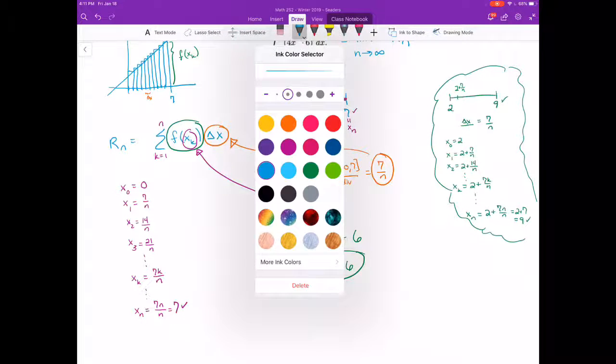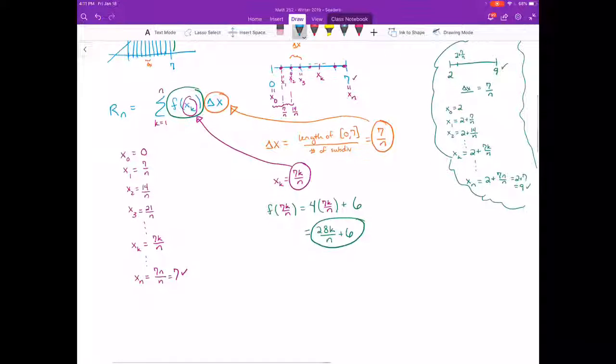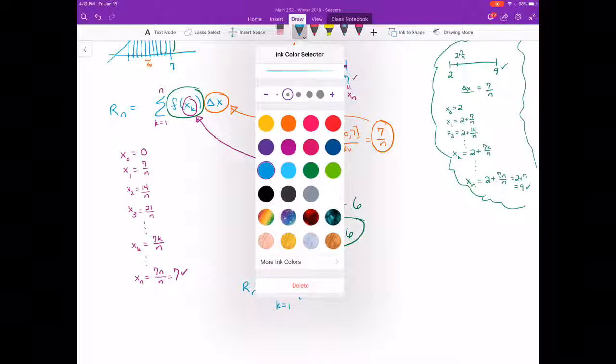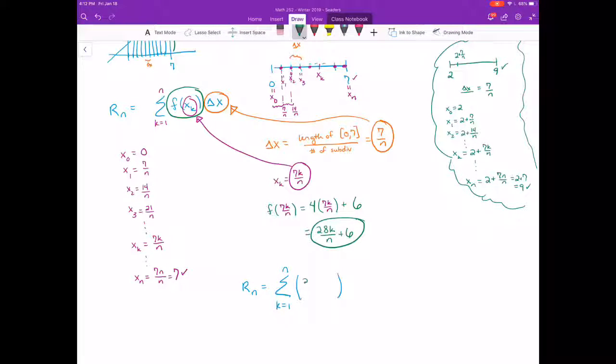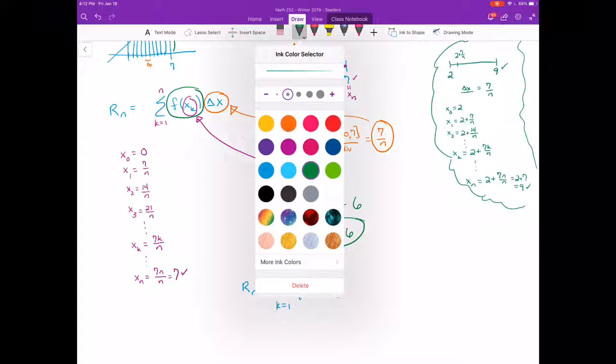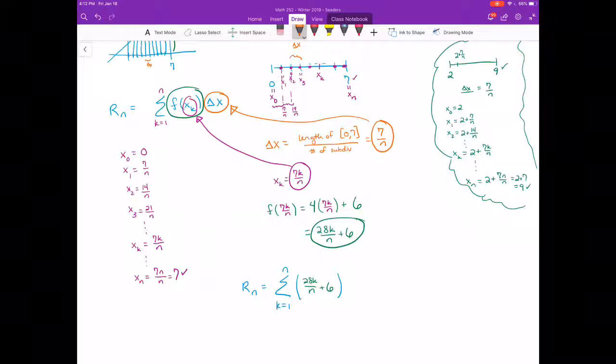So that gives me a formula for my right-hand Riemann sum. So my right-hand Riemann sum is the sum, where k goes from 1 to n, of 28k over n plus 6. That's my output. And then I multiply that by my change in input, or by the length of each subinterval, 7 over n. And we'll simplify that in the next video so we can take the limit as n goes to infinity.